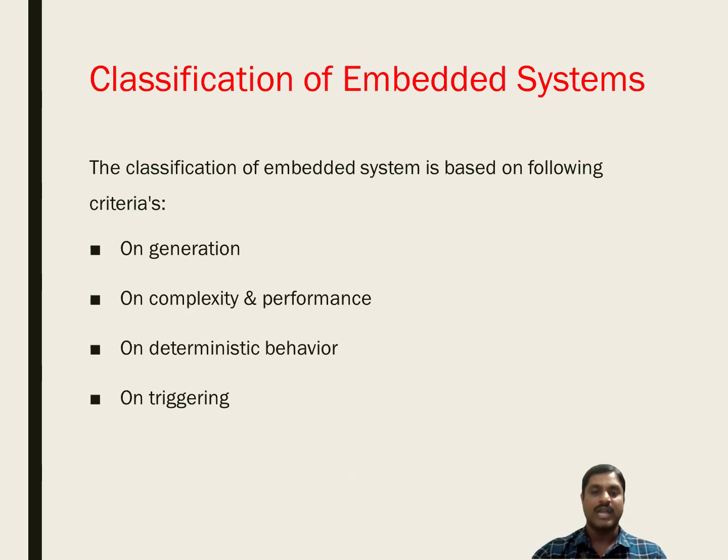Next, let's go for the classification of embedded system. The classification of embedded system is based upon the following four criteria. The first criteria, it can be classified based on the generation. It can be classified based on complexity and performance. And it can be classified based on the deterministic behavior and triggering. Okay, we'll see one by one. First, the first classification is based on the generation.